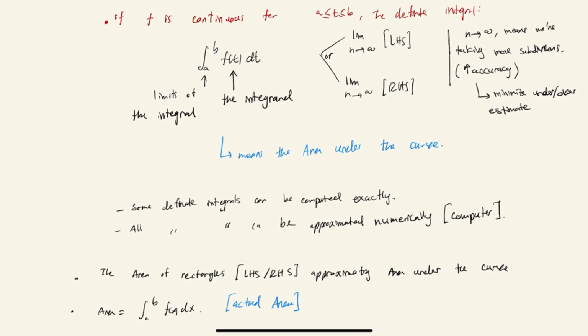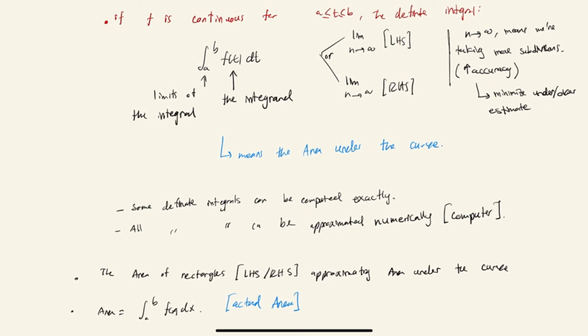So here we have this definition: if f is continuous for the interval of t going from a to b, then the definite integral going from a to b of f of t dt. Notice a and b are called the limits of the integral, and f of t is called the integrand. And then the definite integral can be represented by the left hand sum and the right hand sum. So it can be written as the limit as n goes to infinity of the left hand sum, or the limit as n goes to infinity of the right hand sum.